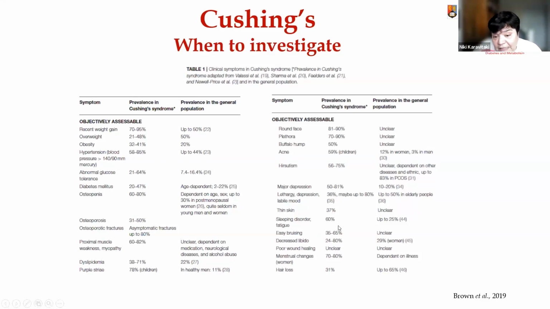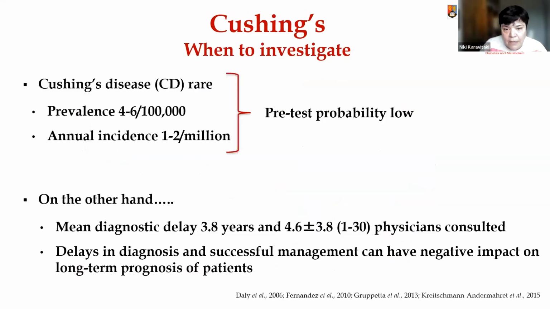Sleeping disorder or fatigue occurs in 60% of the Cushing's patients and in up to 25% of the general population. You may say 25% is obviously not comparable with 60%, but this 25% is for the general population, so you can imagine the absolute numbers we are talking about. So the story of starting to investigate for Cushing's can be quite complicated.